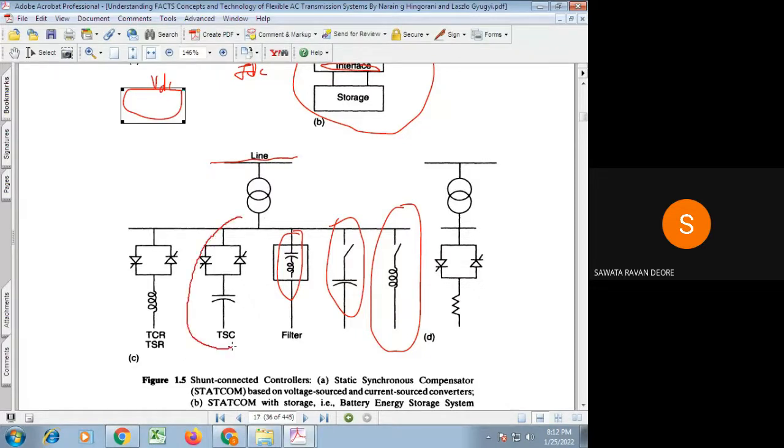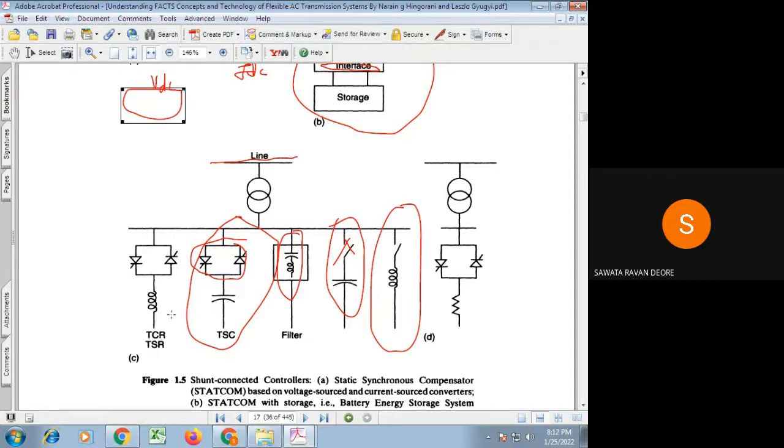Similarly, TSC, that is thyristor switched capacitor. So here this thyristor switched capacitor is simple capacitor bank, but rather than mechanical switches, it is having thyristors as switches. So by controlling this turning on of thyristors, we connect this capacitor to the line or disconnect it from the line. So here thyristor power semiconductor devices are simply used as switches.